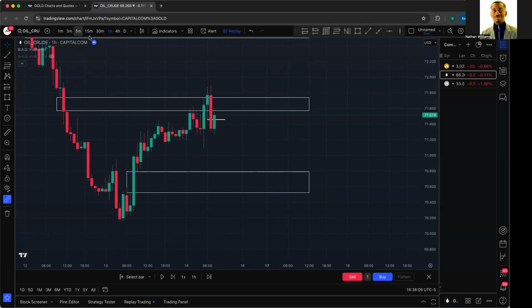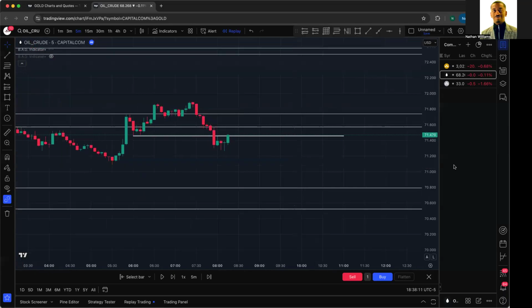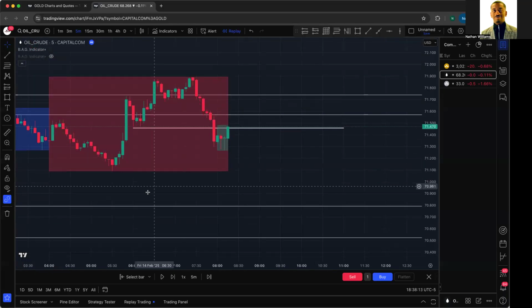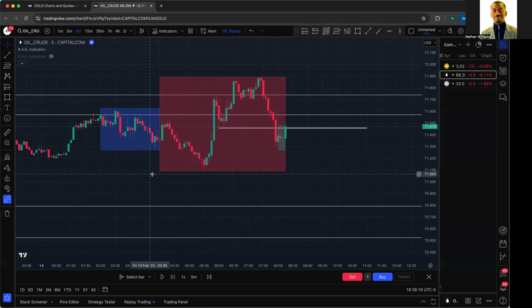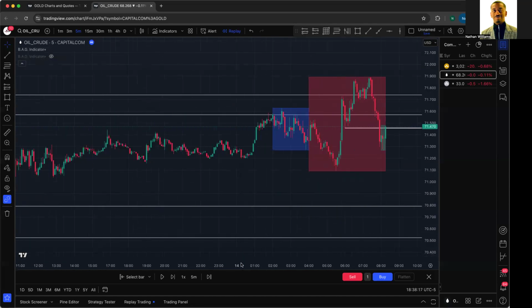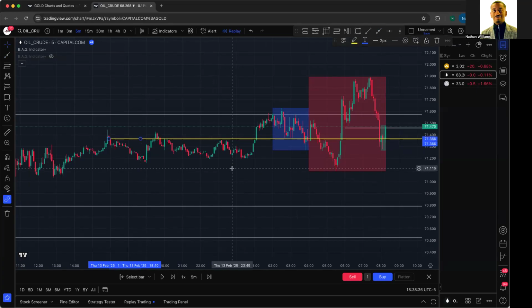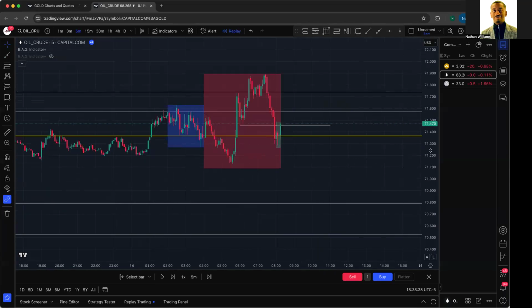We'll go to the 5-minute time frame, because we're going to mark our algorithmic levels, all of them. First things first, let's go mark the daily. Mark the daily algorithmic level. So we got that marked.